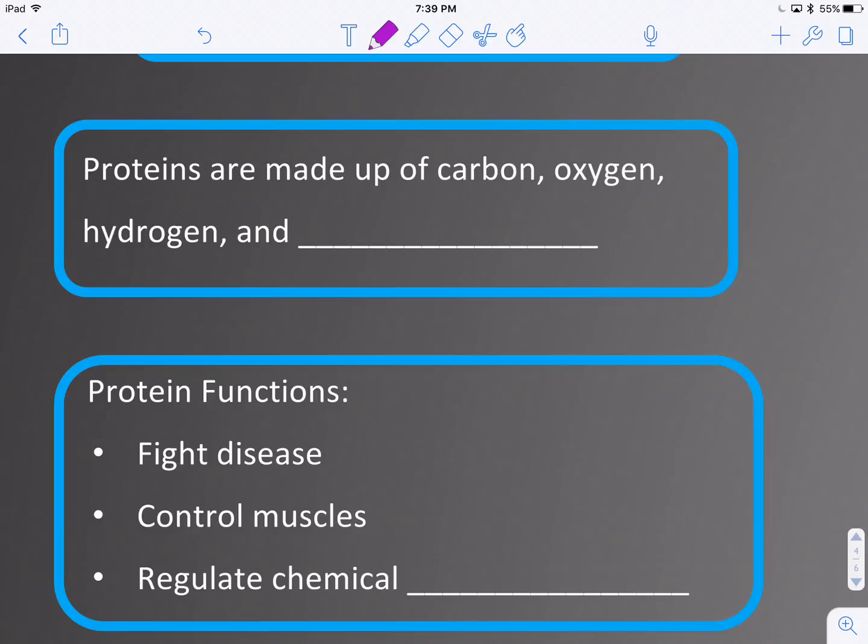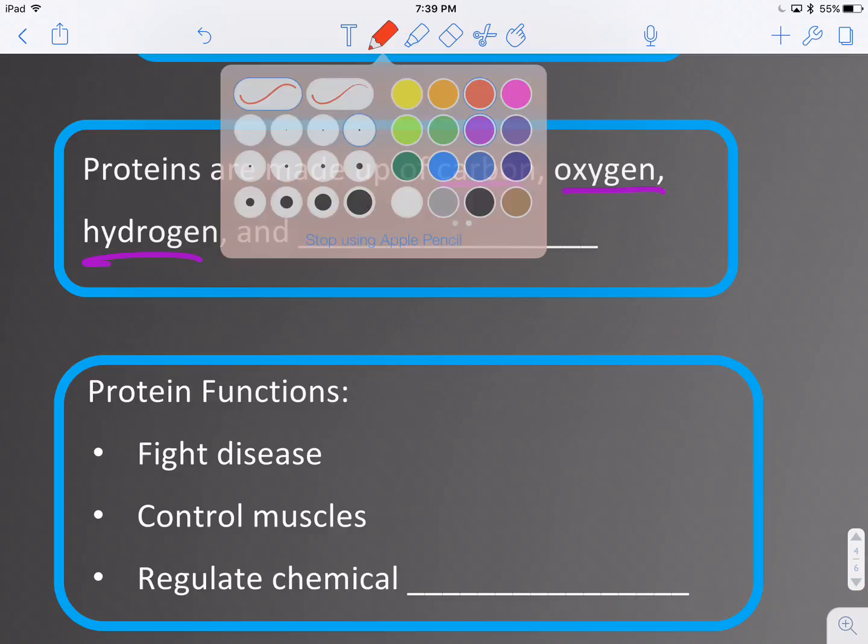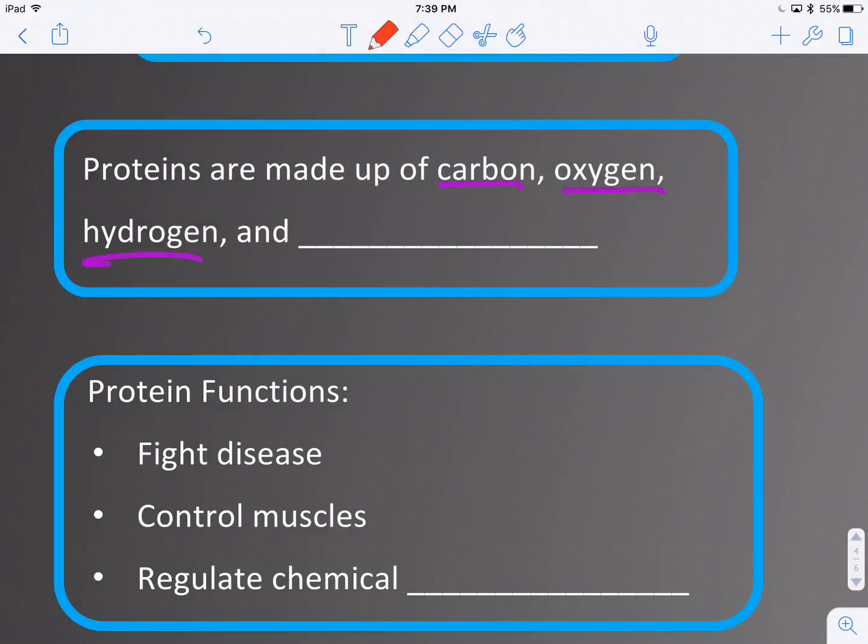Proteins are made up of carbon, oxygen, and hydrogen. These are all things that we have talked about before because those are the three components of carbohydrates and of lipids. But the unique thing to proteins is that they're also made up of nitrogen. And again, this is unique to proteins, that every single one has this. Okay, unique to proteins. Awesome.